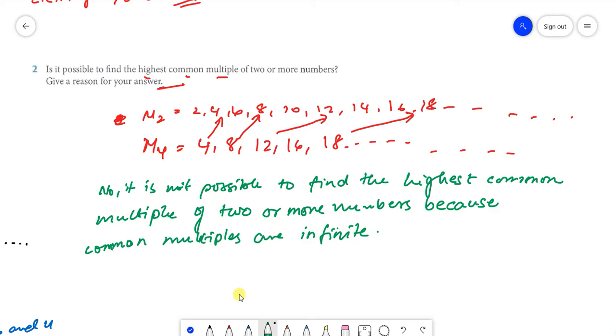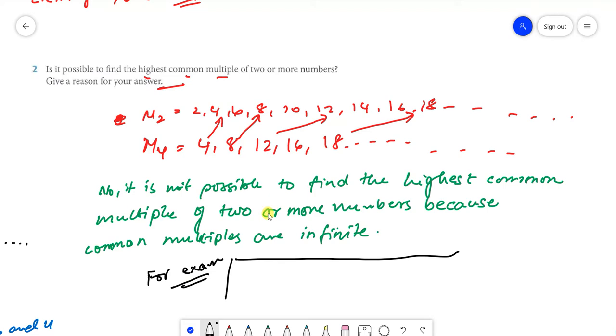If this sort of question comes in the exam, you can just write a short answer like this, because in the exam the question might come for just 1 mark or 2 marks, and the examiner expects to-the-point answers. So you can just write: no, common multiples are infinite. This much is enough for you to get the mark. Anyways, we have completed our exercise 1.4.